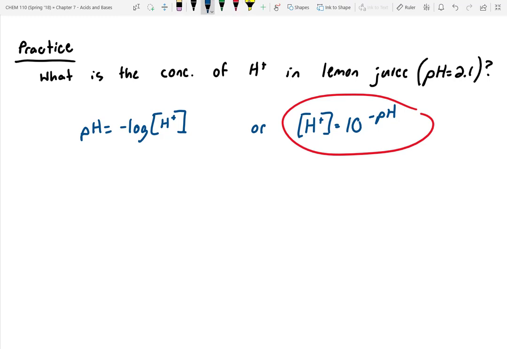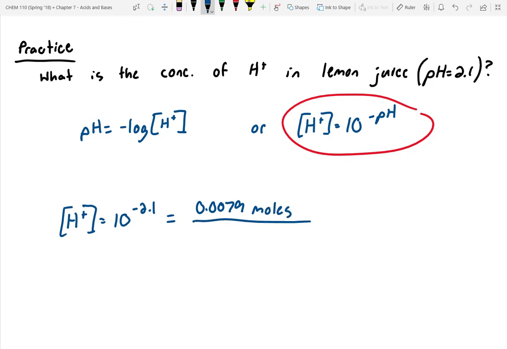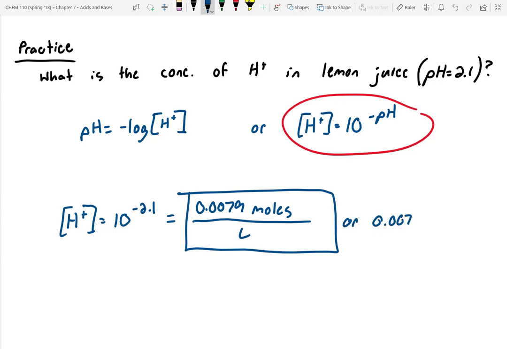So we know that H+, the concentration of acid, is going to be 10 to the negative 2.1, which is going to be what? Does anybody know? You said 0.0079? Okay, 0.0079, and then we need to remember our units, which are M, either capital M, or you can write it out as moles per liter. Either one is acceptable. We know that capital M is the same thing as moles per liter. Make sense?